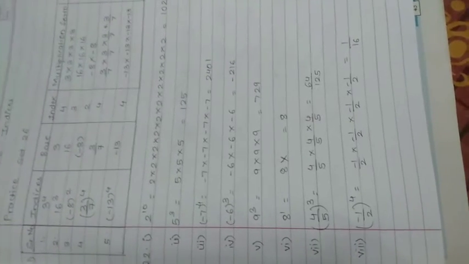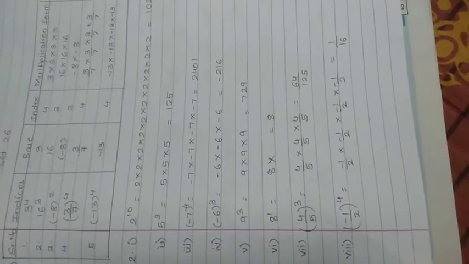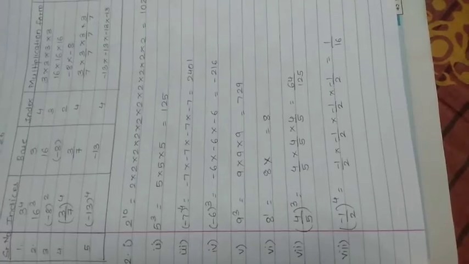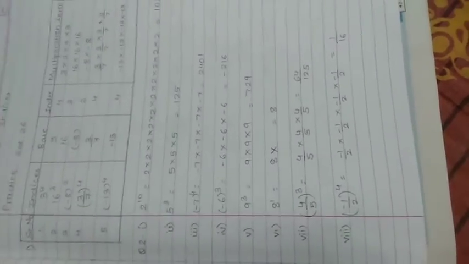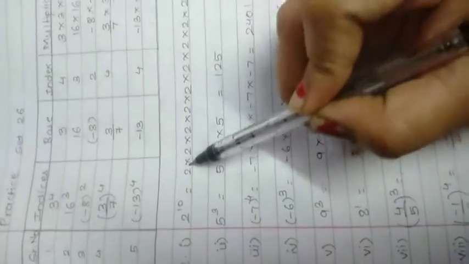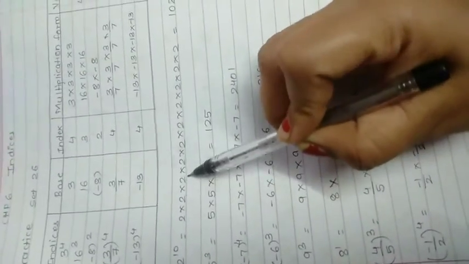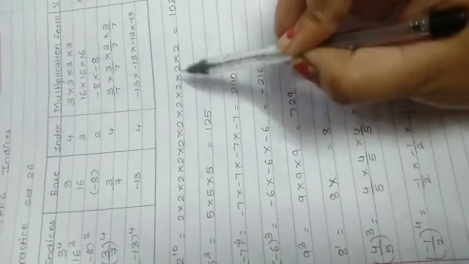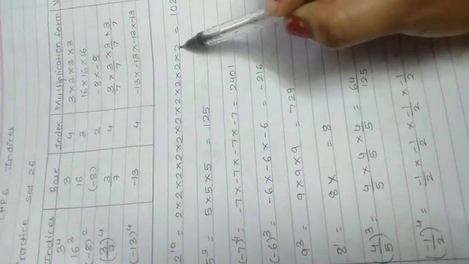I have already given you all the solution. Again here also the numbers are given in the index form, that means base and index is given and accordingly we are supposed to multiply it. The first is 2 raised to 10, that means we are supposed to multiply 2 10 times. 2 into 2 into 2 into 2 into 2 into 2 into 2 into 2 into 2 into 2. So the multiplication is 1024.